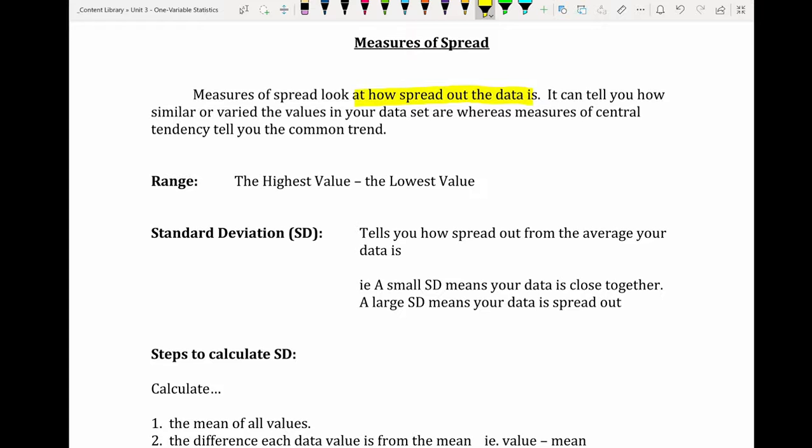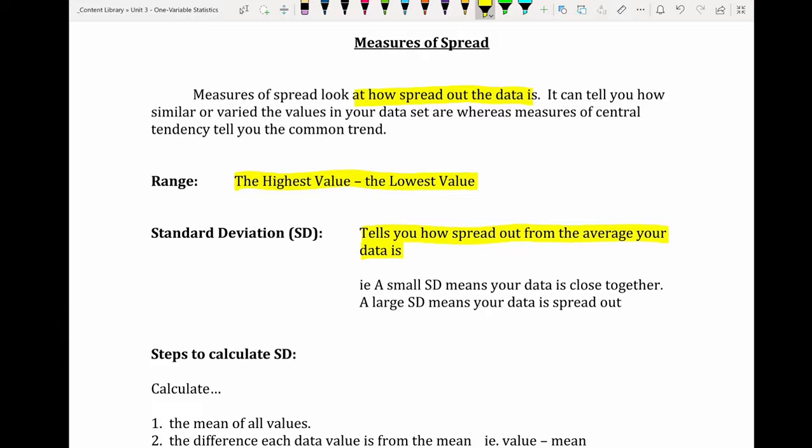We've looked at a couple measures of spread already in terms of the quartiles, the interquartile range, box and whisker plots. We have already mentioned range before, which was the highest minus the lowest value. And a new statistic that we're going to look at to help us analyze some of our data is standard deviation. And standard deviation tells you how spread out from the average your data is.